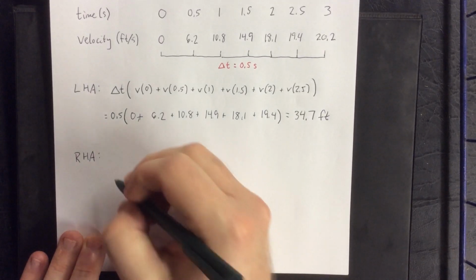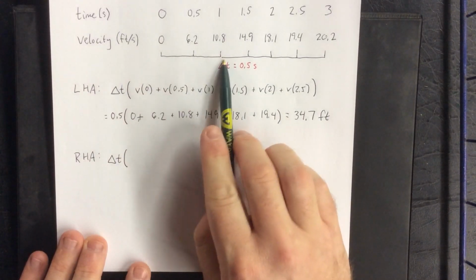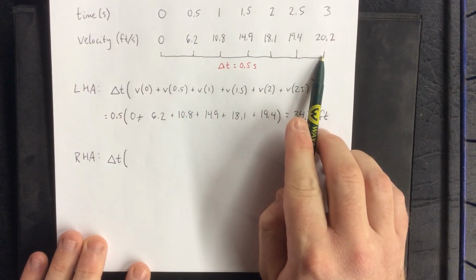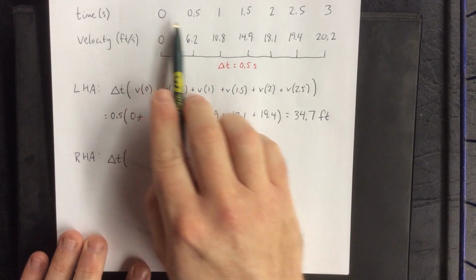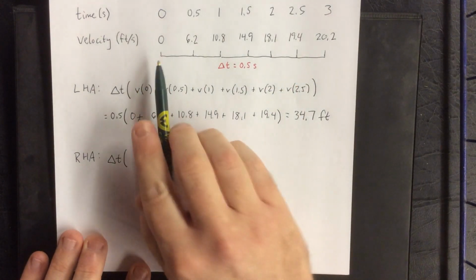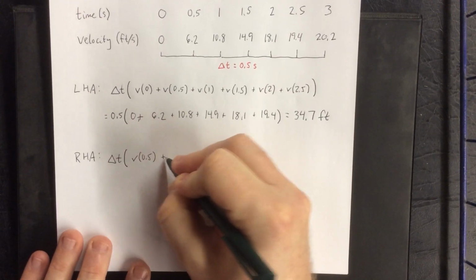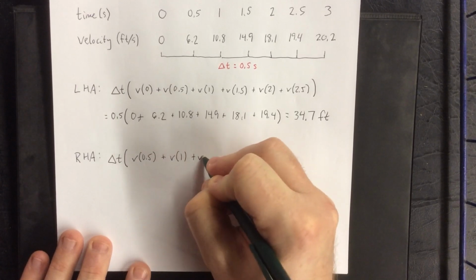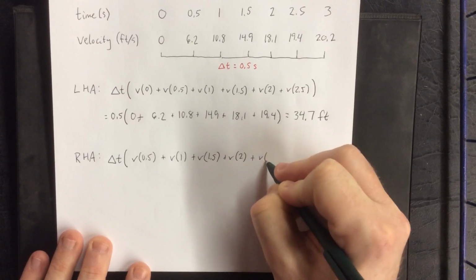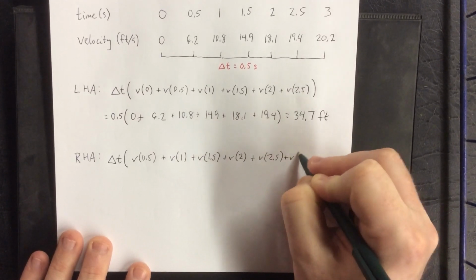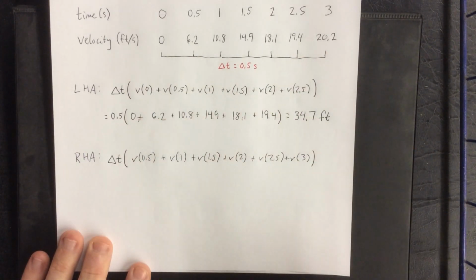Now for the right-hand approximation, we'll be doing the same thing, except that for each of these intervals that we have, we'll be selecting the right endpoint. Now really the only thing that changes is that the 0 that we used for the first interval will simply become the 3 in the last interval. So for the first interval, we'll have the velocity at 0.5, then the velocity at 1, the velocity at 1.5, the velocity at 2, the velocity at 2.5, and the velocity at 3. So again, right endpoint for all of these intervals.